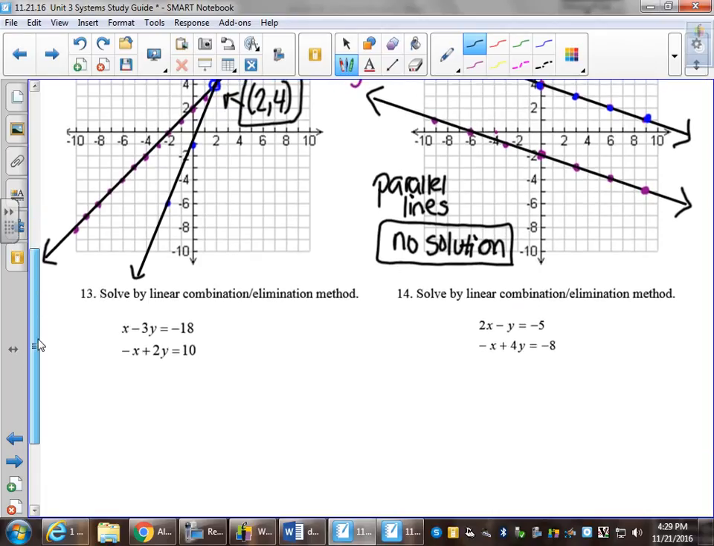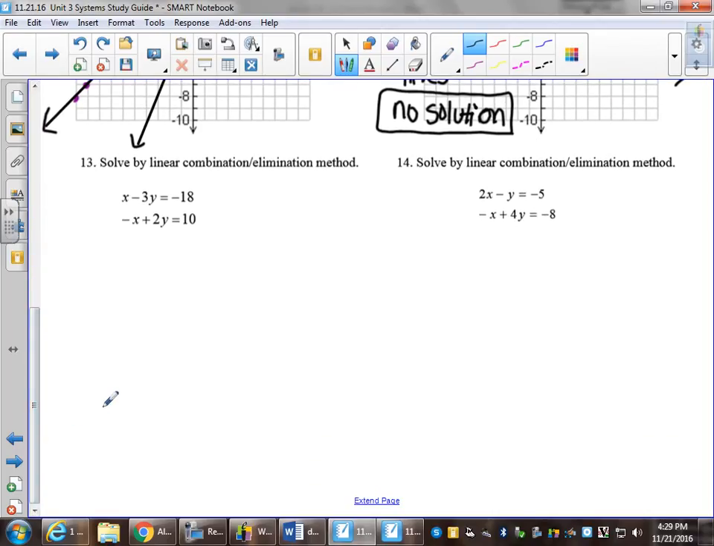Number 13 and 14, we're specifically told to use the elimination method. So I notice it's nice. It's already in standard form. Let's check for inverses. You see any? Check this out. X and negative x are already good to go. I'm going to draw a line down that equal sign to the best of my ability. Let's add them together and see what happens.